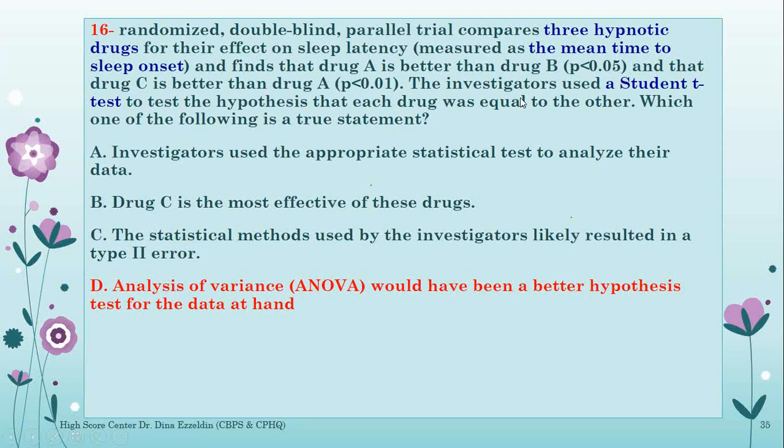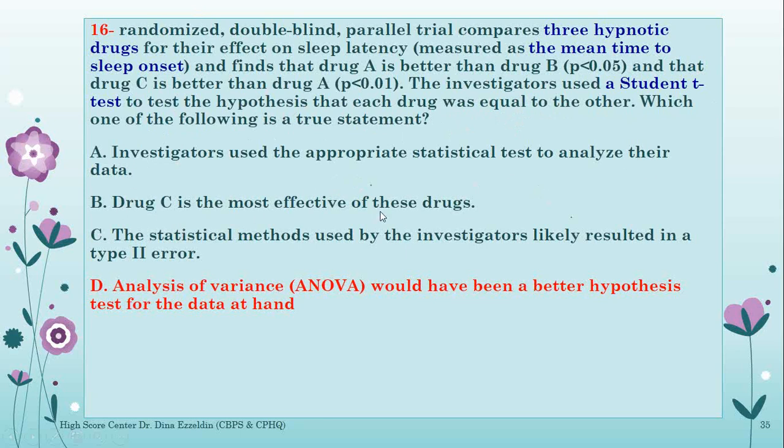Very excellent. The investigator used a Student t-test to test the hypothesis that each drug was equal to the other. Which one of the following is a true statement? The Student t-test, we said, is used for only two groups, but here we have three groups, A, B and C. The investigator used the appropriate statistical test to analyze their data.